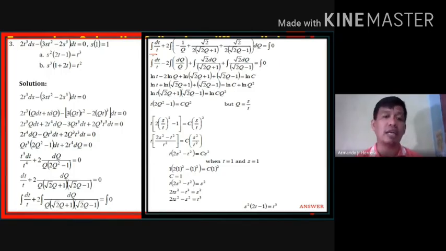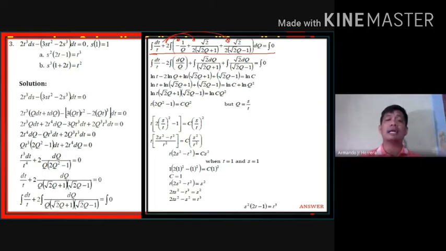So let us try to integrate this each term. So didistribute muna natin itong 2 sa lahat ng nasa parenthesis. Yep. So this gives you integral of dt over t minus 2 integral of dq over q plus that 2 cancels out with that 2, giving you square root of 2 dq over square root of 2q plus 1 plus square root of 2 dq over square root of 2q minus 1 is equal to 0 kasi yung 2 at saka yung 2 dito magka-cancel out dun sa 2 na outside the integral sign.